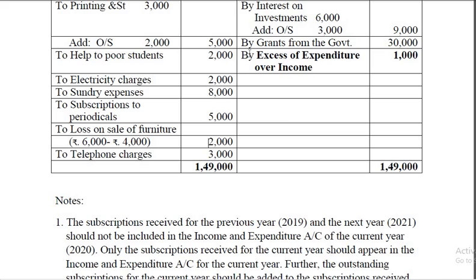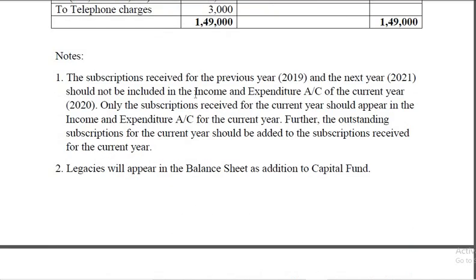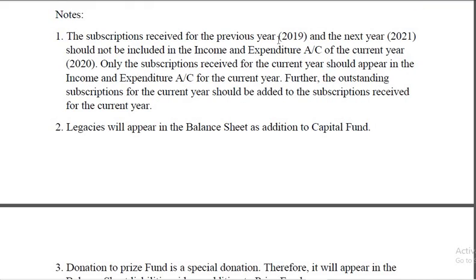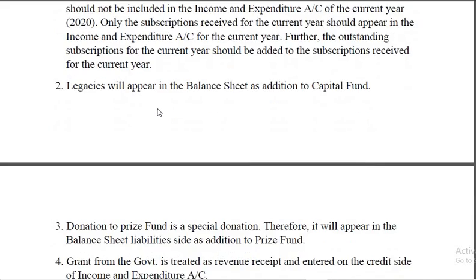So if you compare both the sides, debit side and credit side, debit side is more than the credit side, therefore the difference is taken as excess of expenditure over income, and therefore that is nothing but deficit. Alright, see the notes I have given. Subscription received for the previous year and next year should not be included in the income and expenditure of the current year. Only the subscriptions received for the current year should appear in the income and expenditure account for the current year. Further, the outstanding subscriptions for the current year should be added to the subscriptions received for the current year, which we have done.